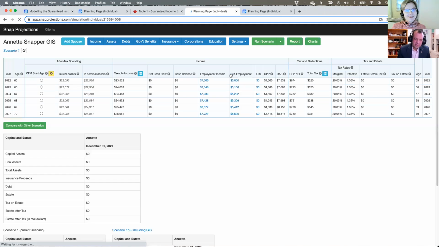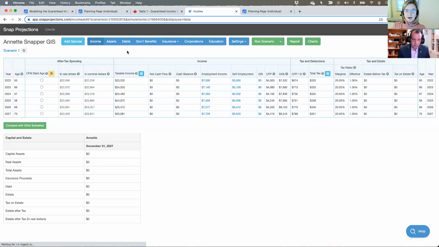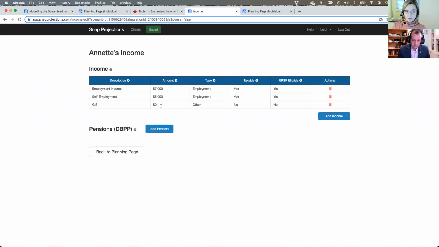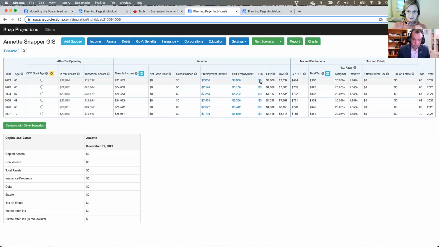All right. Back to Annette here. I've made this a really short example. I only did the projections for 5-6 years here, and we've got her employment income, self-employment income, and CPP and OAS. So the next step here is just going to be to put in what the GIS benefit is. So it's the same thing. I would go to the income page. I'm adding a new column here for GIS. The amount 0 again, other type, not taxable, and then I could enter the amount right there, but I find it easiest just to know where I am, what year it is, and enter it here.